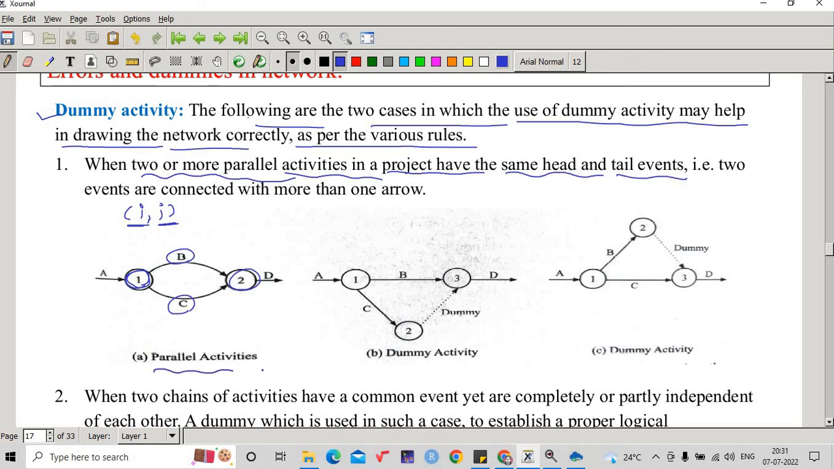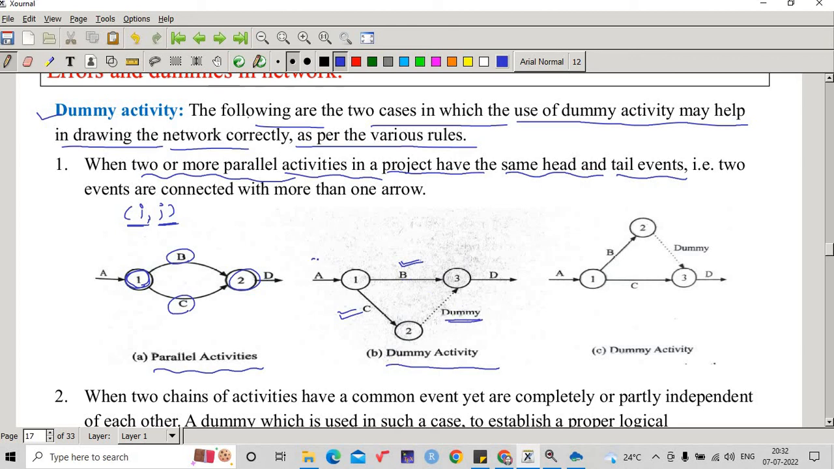In the case of parallel activities, which is actually an error, this error can be simplified or modified by using dummy activities. So for B, I'm using a similar arrow from one node to a second node, right? And the C activity I'm going to write down in this way. From the first node to the second node, C activity is being carried out, and from the second node to the third node I am drawing a dotted line which is called a dummy activity.